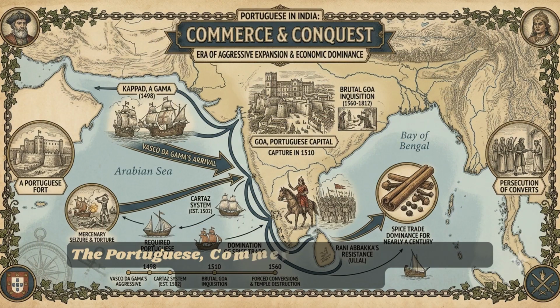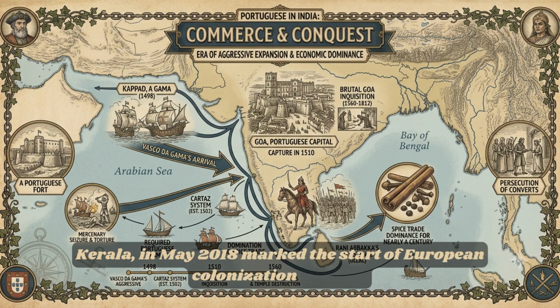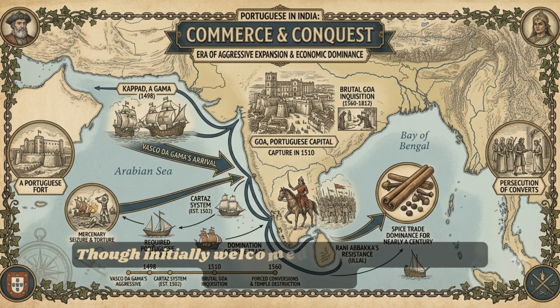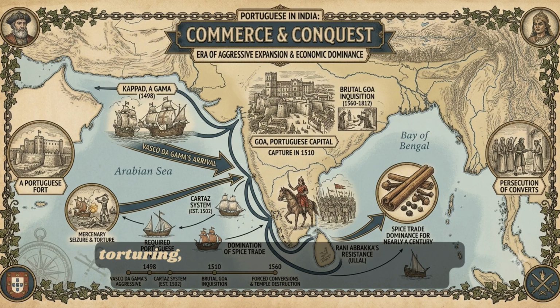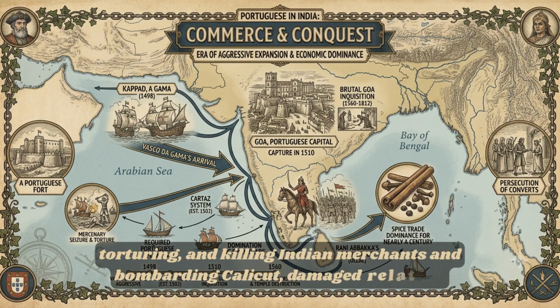The Portuguese, commerce and atrocities. Vasco da Gama's arrival at Kappad, Kerala, in May 1498 marked the start of European colonization in India. Though initially welcomed, his aggressive tactics, including seizing, torturing, and killing Indian merchants and bombarding Calicut, damaged relations.